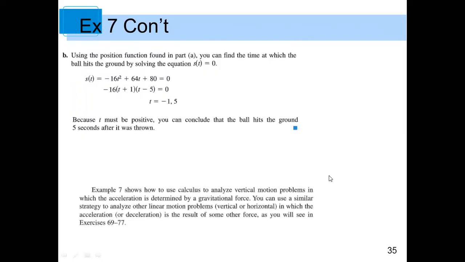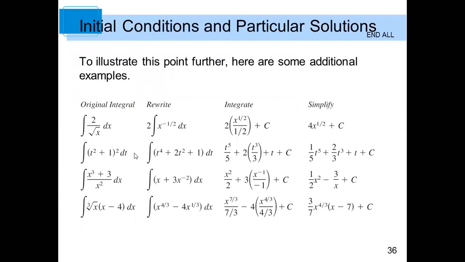So example 7 shows how to use calculus to analyze vertical motion problems in which the acceleration is determined by gravitational force. You can use a similar strategy to analyze any other linear motion problems, vertical or horizontal, in which the acceleration or the deceleration is the result of some other force, as you'll see if you look at exercises 69 through 77.